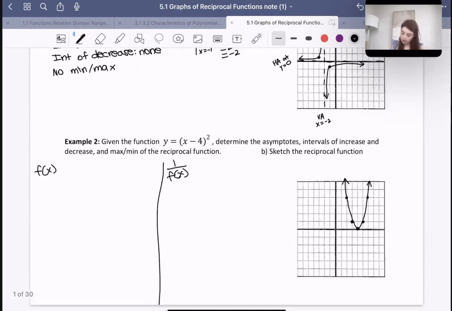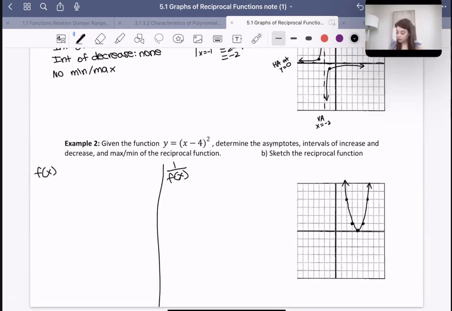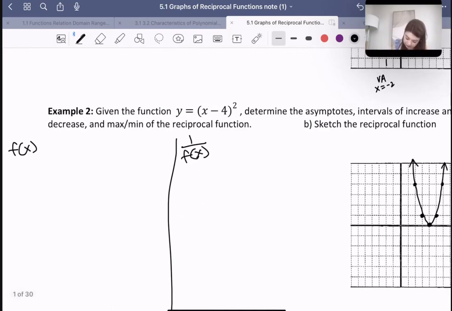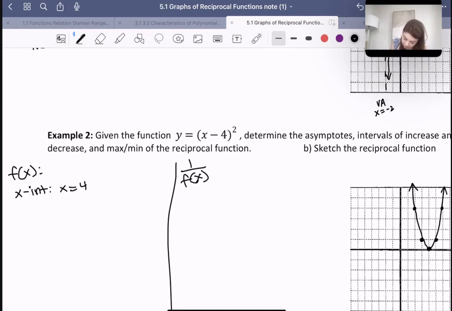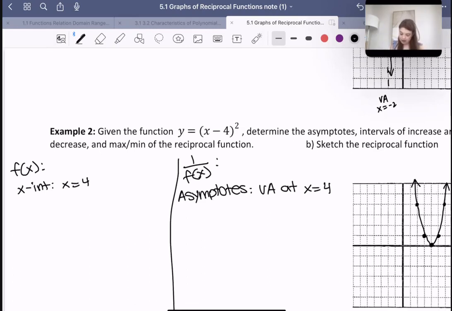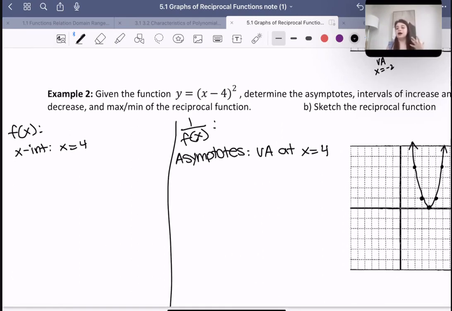So what are the x-intercepts of this function, or the zeros? Well, there's only one, and it's 4. So our x-intercept is x equals 4, which means that for the reciprocal function, we have a vertical asymptote at x equals 4, right? Because that's what it said. It said that if we have an x-intercept on our original, that means we have a vertical asymptote in that same place in our reciprocal, which makes sense, right?